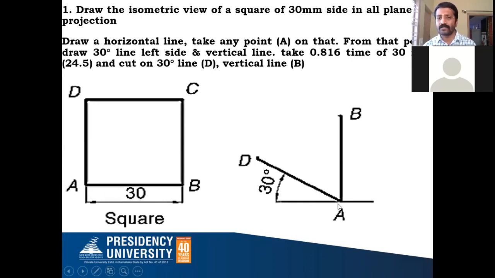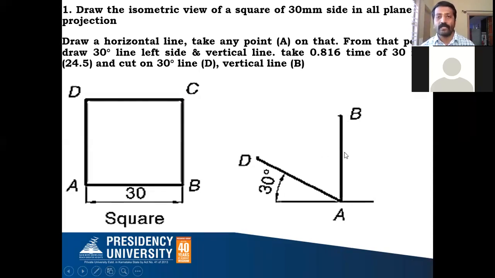I'll call that A as usual. Then on the left side, you draw a 30-degree line to some length, and then draw a vertical line like this. Now you take the isometric 30 millimeter; you convert that, and take the isometric length of 30 millimeter. From A as the center, you cut the 30-degree line, and from A as the center you cut the vertical line. Call this D, and from A to B, this is B. So till here it is the same.